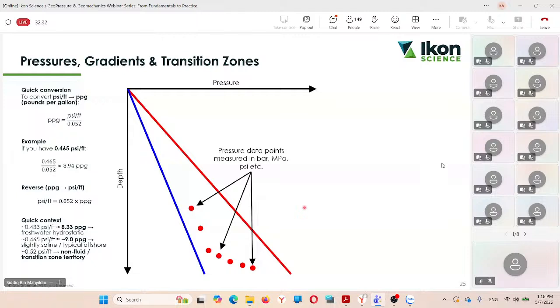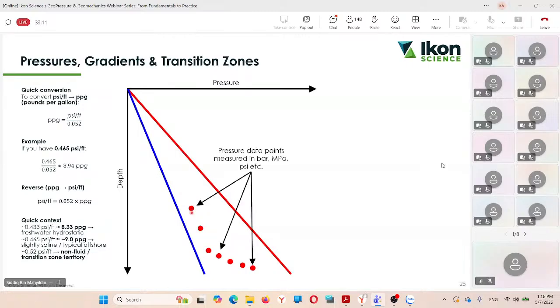So a quick but important reset over here. What we care about is, for example, if this pressure is being visualized in bar, MPa, or PSI, and you need to convert it to PPG or gradient, you can use this equation. First, if it is in PSI and this is feet, the gradient is just PSI over feet, right? But if you want to convert it to PPG, pound per gallon, which takes into account the density of the fluid itself, then you can just divide it by 0.052.